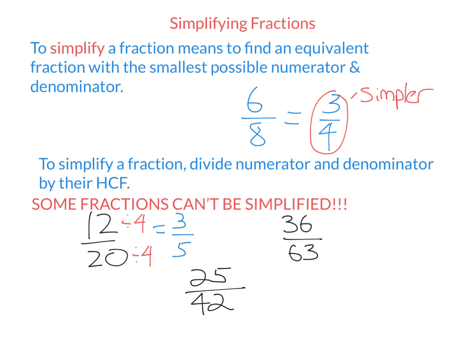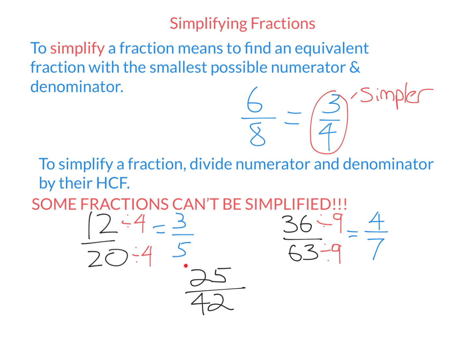Okay, 36 over 63. We need to divide top and bottom by the highest common factor. What's the highest number that goes into 36 as well as 63? It's, of course, 9. 36 divided by 9 is 4, 63 divided by 9 is 7. These two are equivalent, both equal the same thing, but this one's simpler because it has lower possible whole numbers. And I'm sure you'd agree this fraction's a lot easier to deal with than that fraction there.